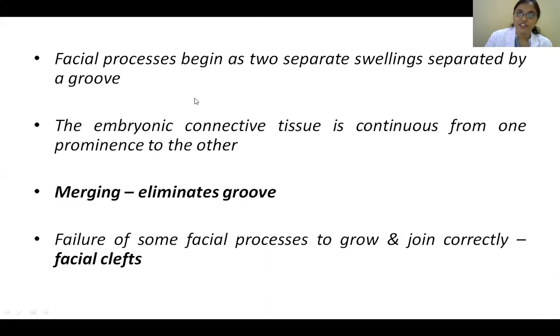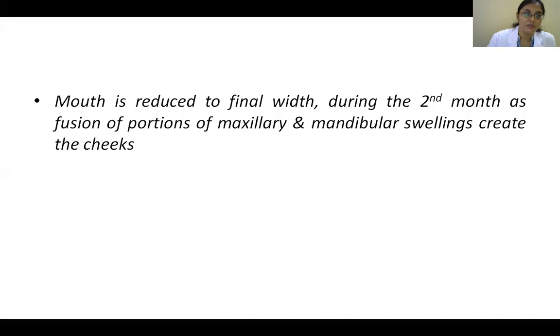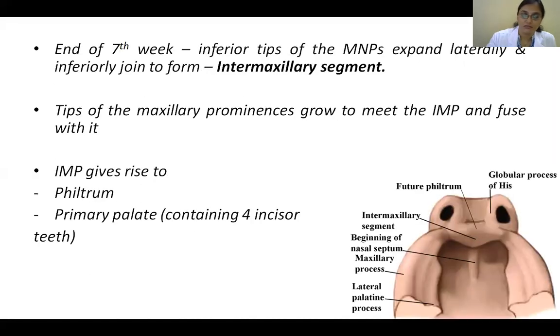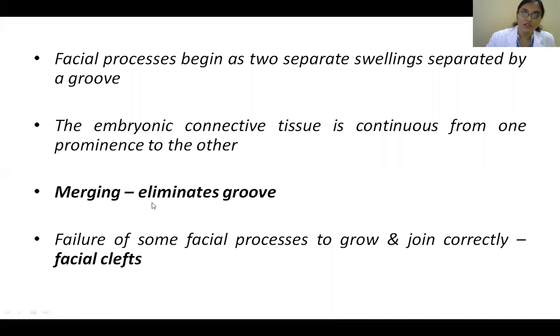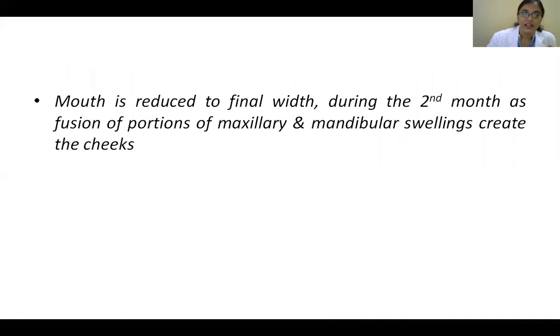Initially the facial processes form as separate swellings and then they come together. So the merging of the mesenchymal tissue eliminates the groove. Failure of the merging will lead to the facial clefts. And now, as the processes come together, what's happening? The nose, the width is going to reach its normal level.